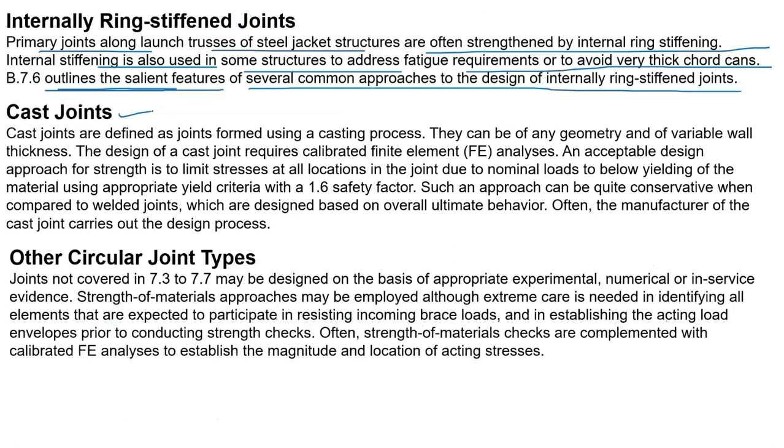Cast joints and all, normally we are not using in our offshore structures. And other circular joint types. Joints covered in this one may be designed on the basis of approximate experimental, numerical and in-service evidence. Whatever these Q factor, QA factor, all these are experimental factors only. So we are using those values. Let us see, we can go with some finite element analysis also.